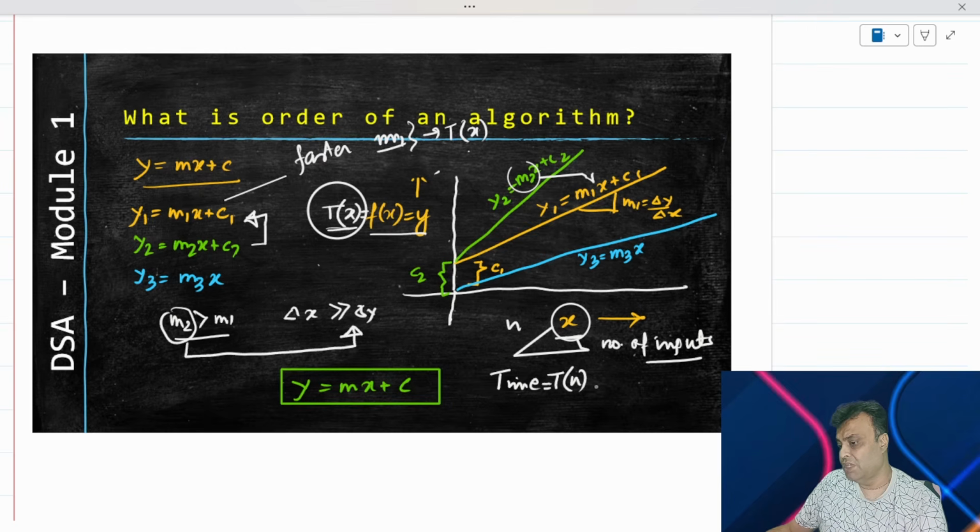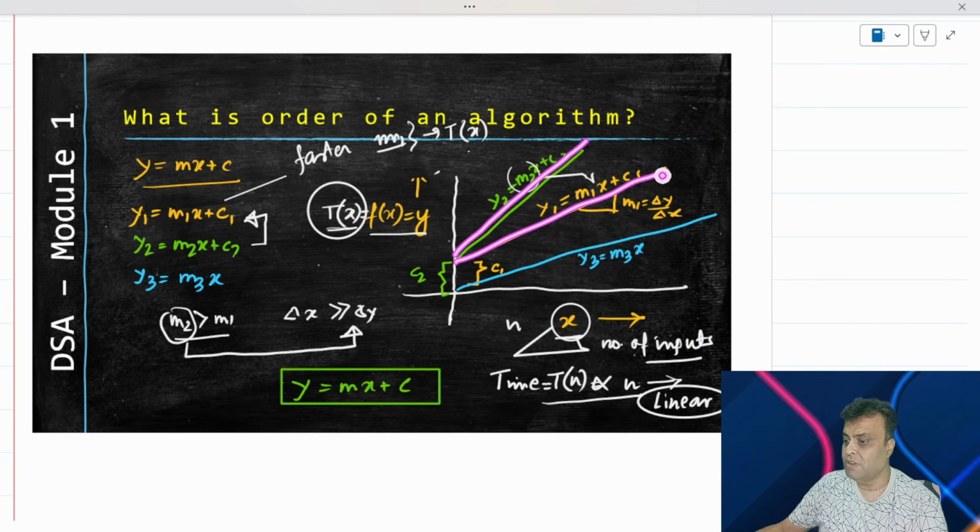So can I say the time tn that is taken by an algorithm is basically a function of, or directly proportional to, my n? And can I say that it is directly proportional to the number of inputs in a linear manner, right? This linear word is very important here, because what you see in a linear manner is basically these lines. Everybody is dependent on x, but in a linear manner. The more you increase n, the more your time will increase in a linear manner.